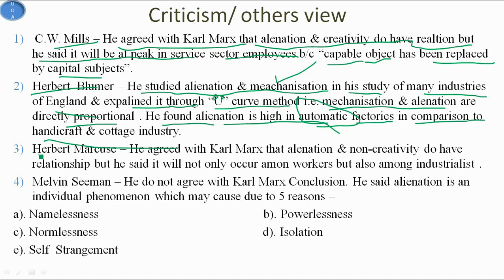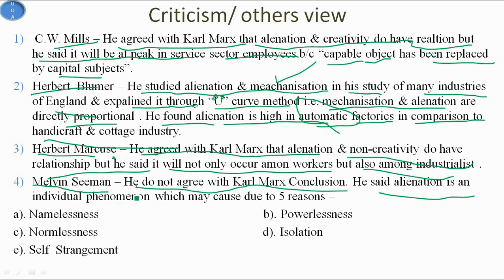Then Herbert Marcuse agreed with Karl Marx that alienation and non-creativity do have a relationship, but he also said that it will not only occur among workers but also among industrialists. Then another sociologist, Melvin Seeman, said that he does not agree with Karl Marx's conclusion. He said alienation is an individual phenomenon which may be caused by five reasons: the first is namelessness, then powerlessness, then normlessness, then isolation, and then self-estrangement.